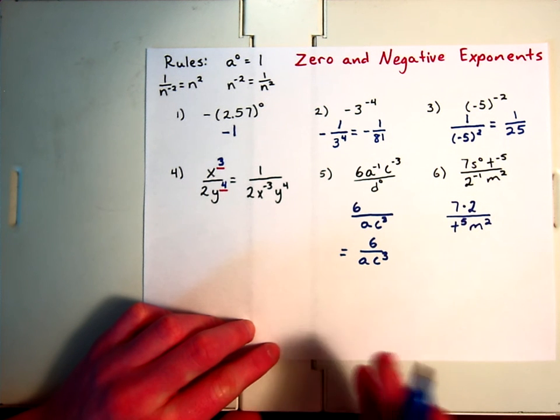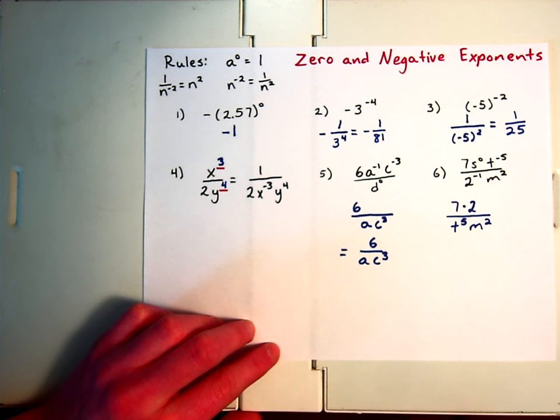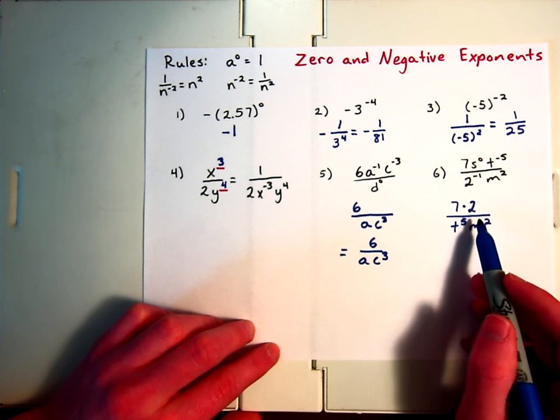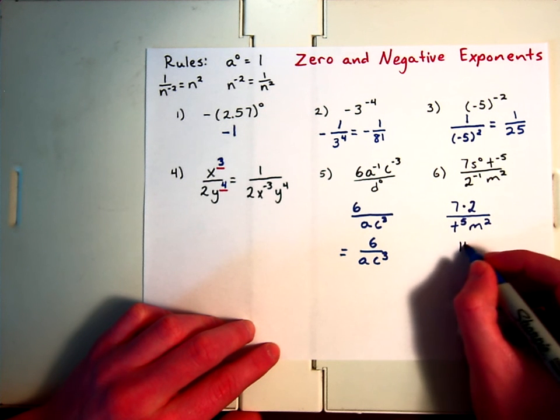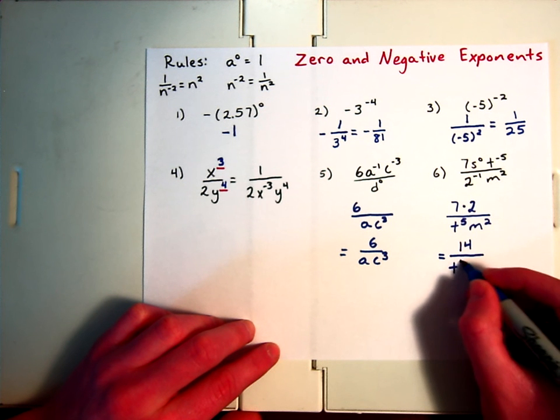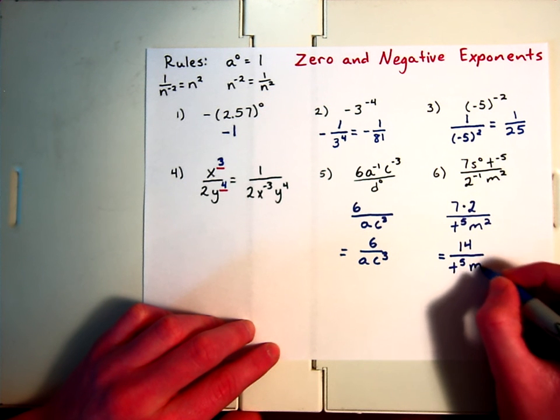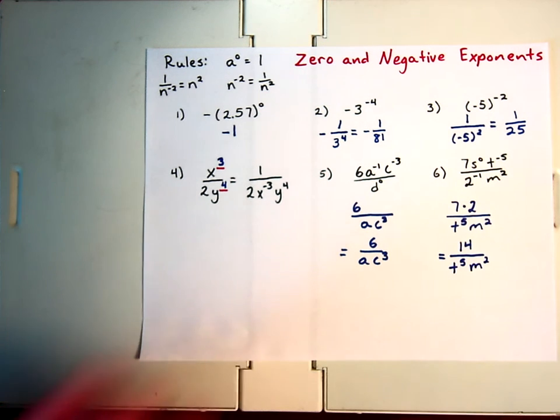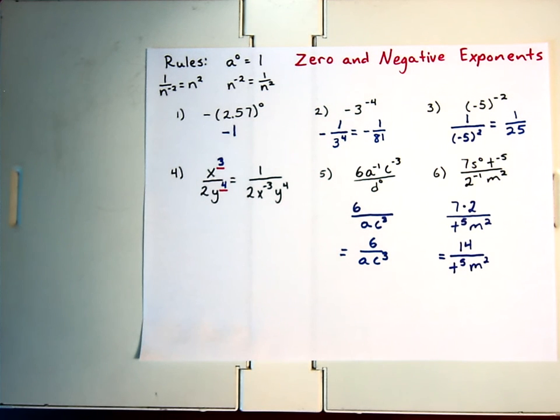And we look at this and we have to wonder, is there anything else we can simplify? The answer is yes, because we know how to do 7 times 2. 7 times 2 is 14. We get t to the 5th power and m to the 2nd power. And that wraps up these example problems for 0 and negative exponents.